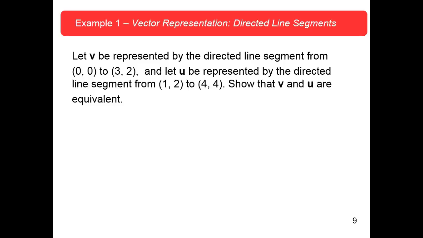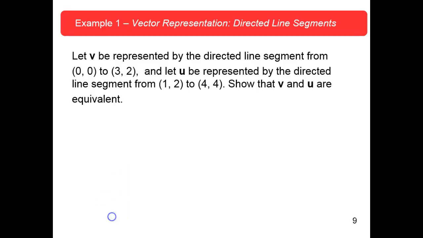Okay? So here's example 1. Let V be represented by the directed line segment from 0, 0 to 3, 2. We'll let another vector U be represented by the directed line segment from 1, 2 to 4, 4. And then we're going to determine whether they're equivalent.